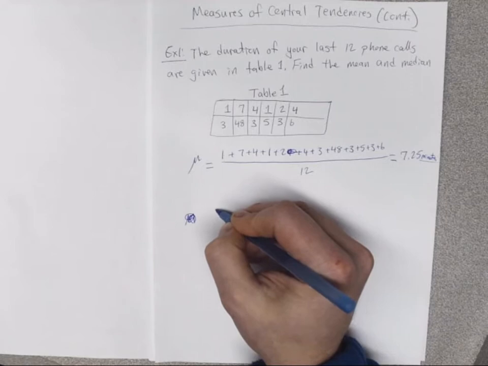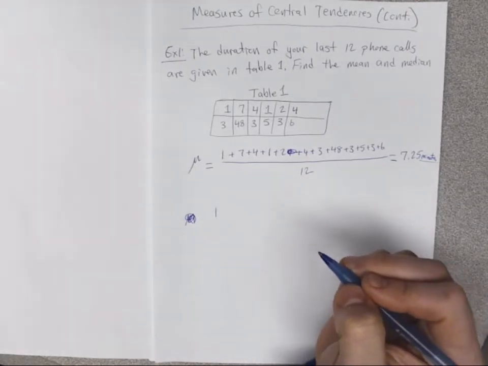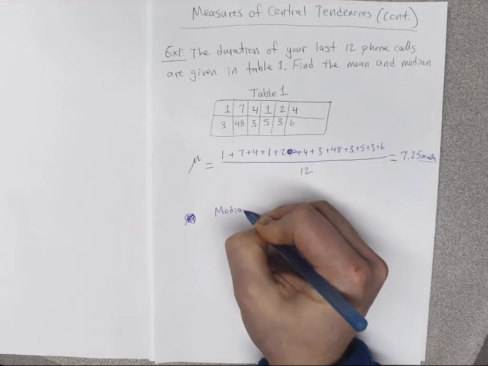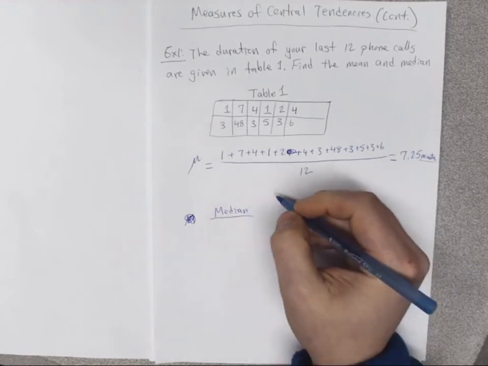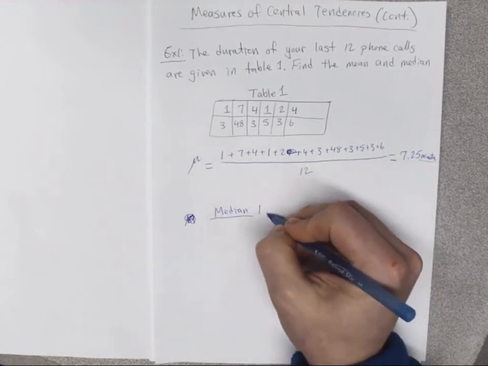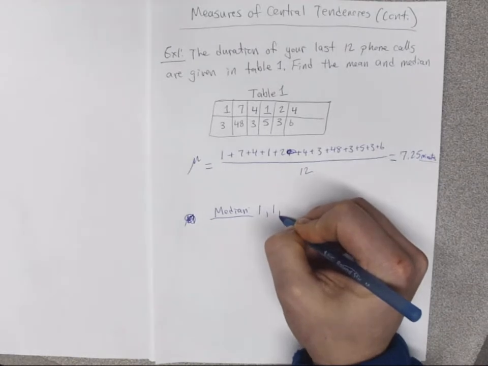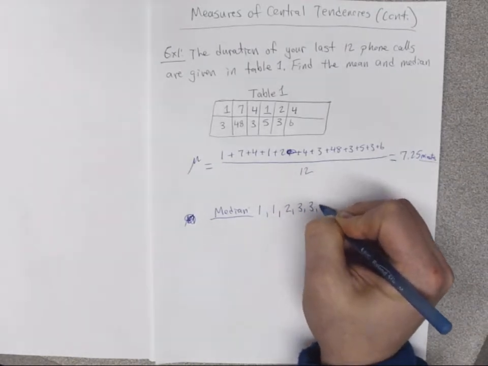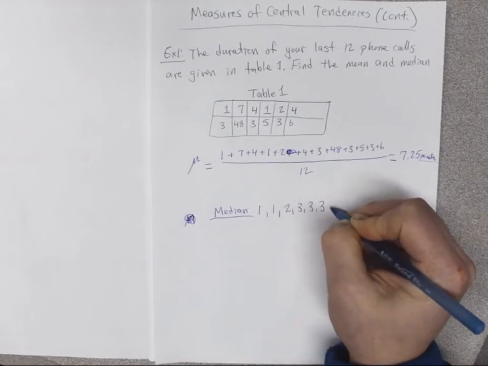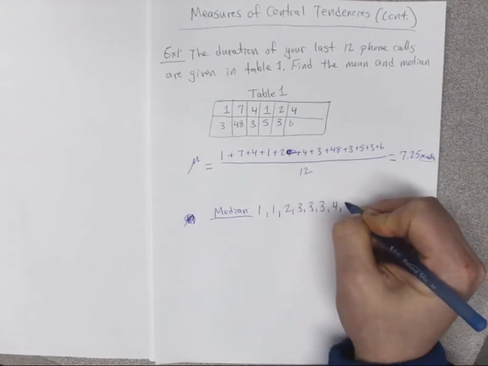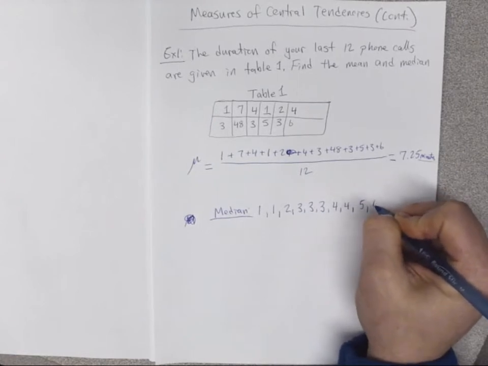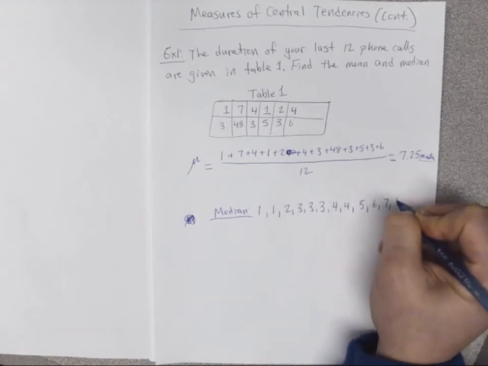So you get 1, I'll write median here so your notes look a little better. 1, 1, 2, 3, 3, 3, 4, 4, 5, 6, 7, and 48.